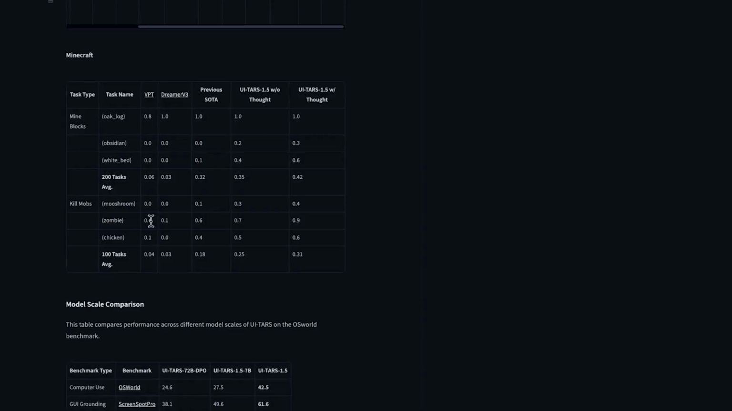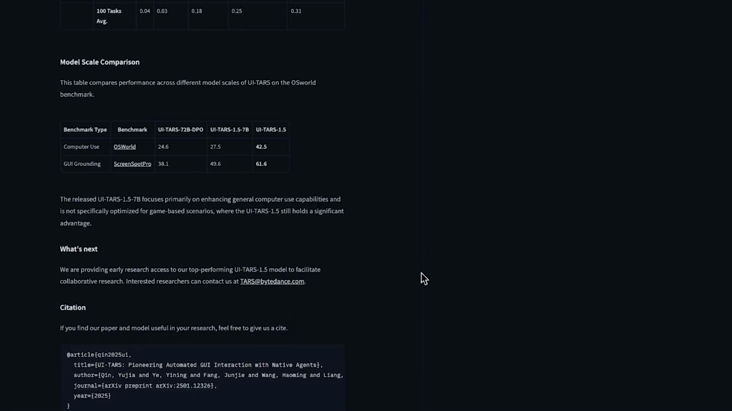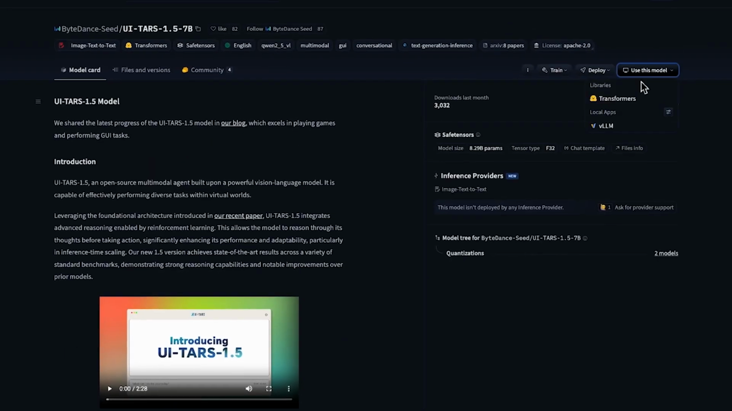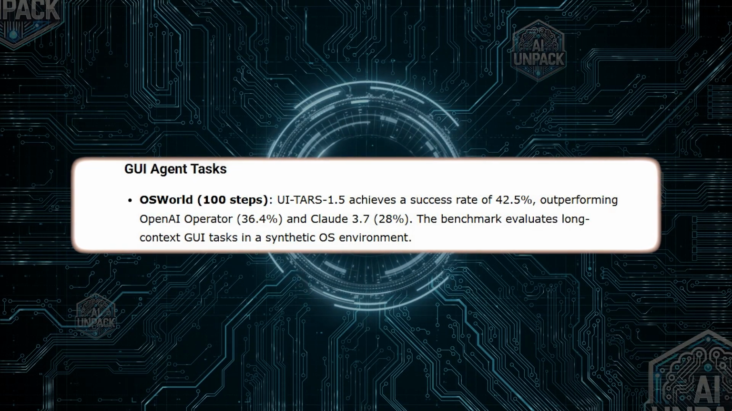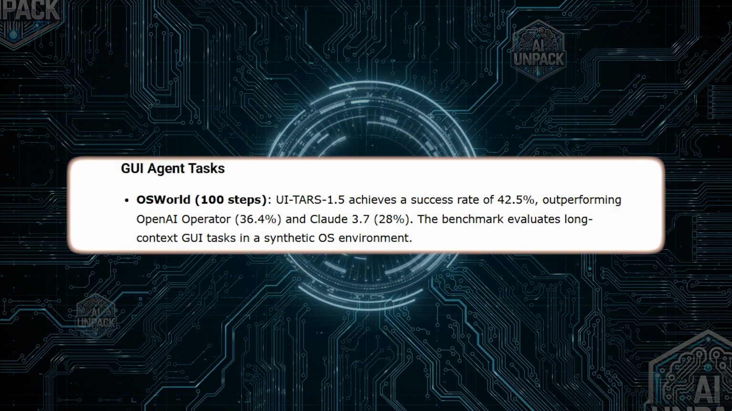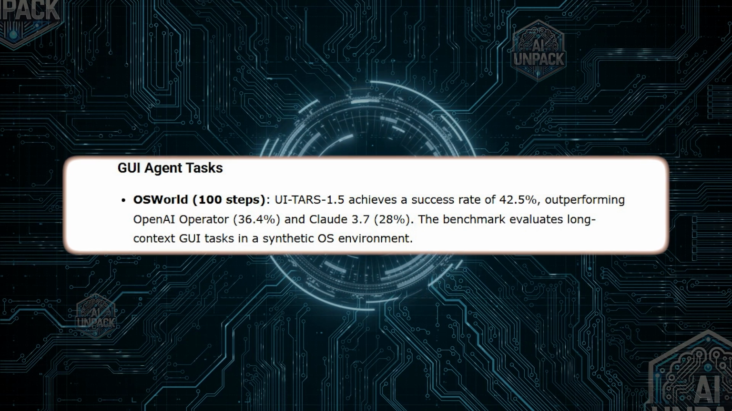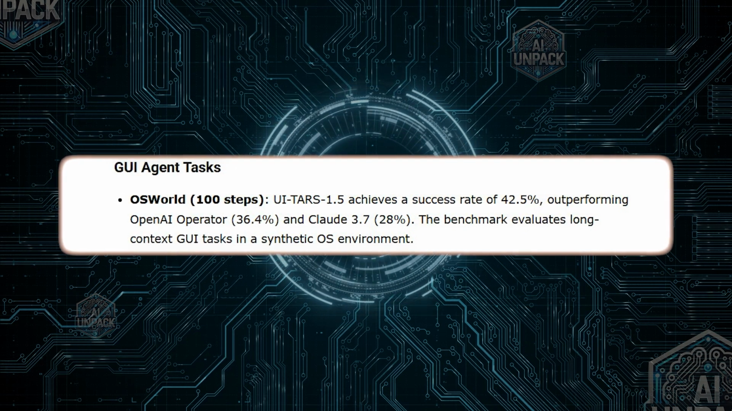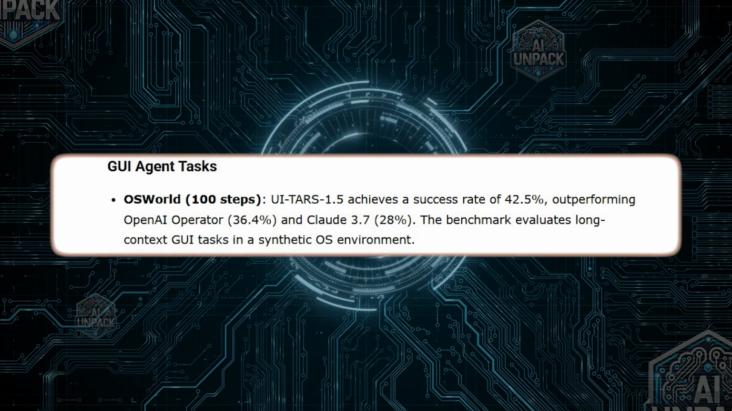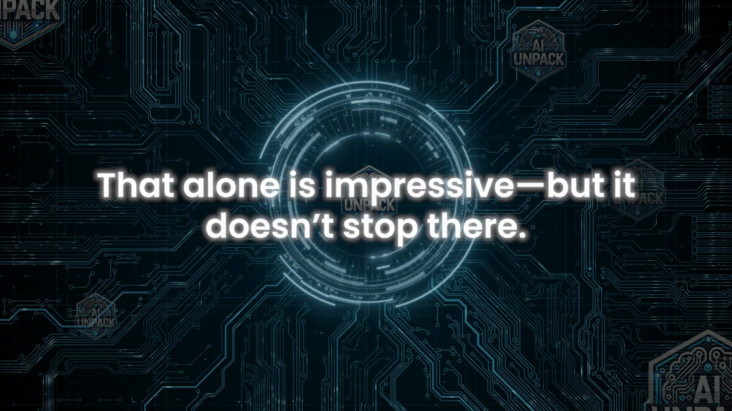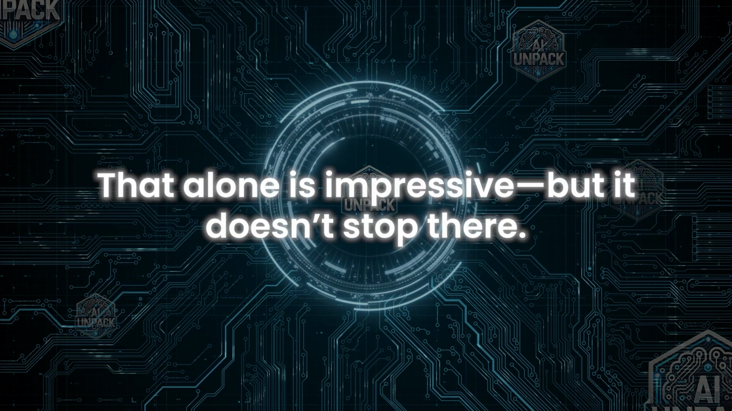And win. Let's start with OSWorld, a desktop sandbox environment designed to simulate complex GUI tasks. Here, UI-TARS 1.5 hit a 42.5% success rate in just 100 steps. For comparison, OpenAI's Operator scored 36.4%, and Claude 3.7 fell even lower at 28%. That alone is impressive, but it doesn't stop there.